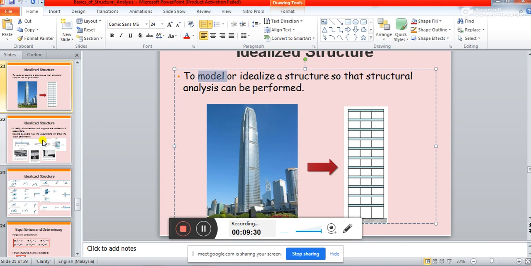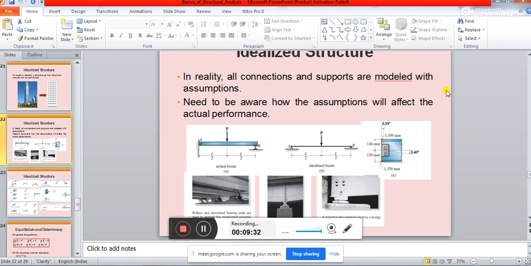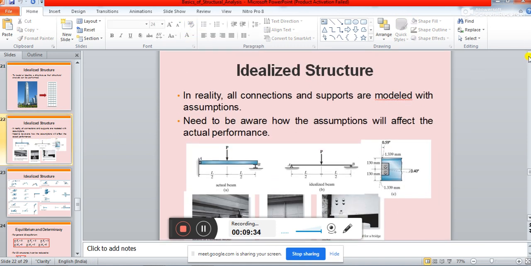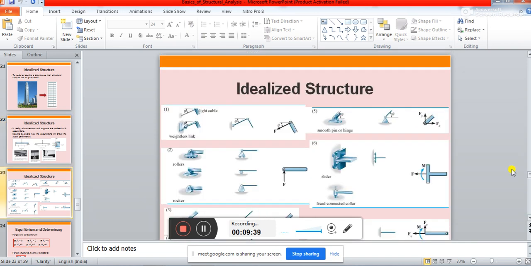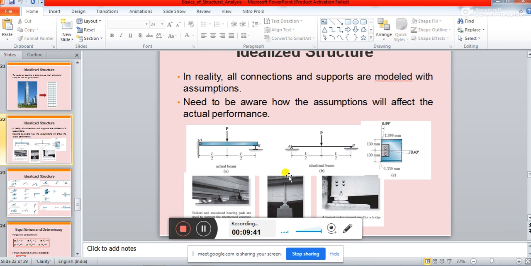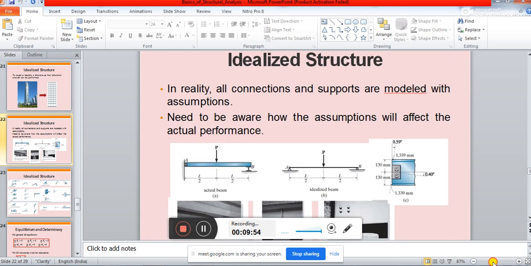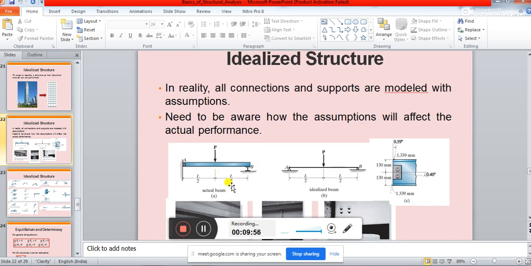Next, if you go to the idealization of structure, you have done this in your strength of materials course. You have analyzed this structure, right? A simply supported beam. All of you have done it or not? It's a simply supported beam. So, there is one end. Should I make it a little bit larger? Let's see. Yes, I made it a little bit larger.